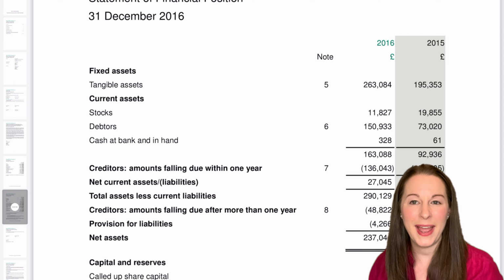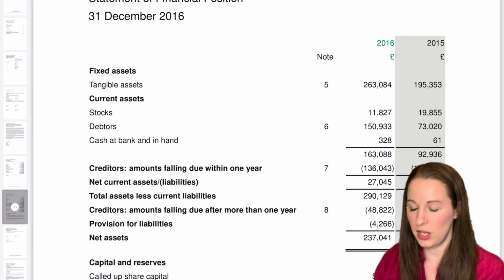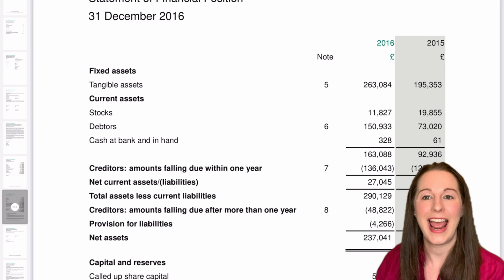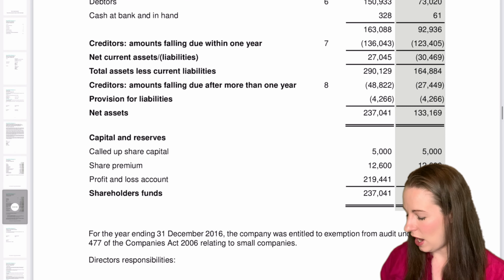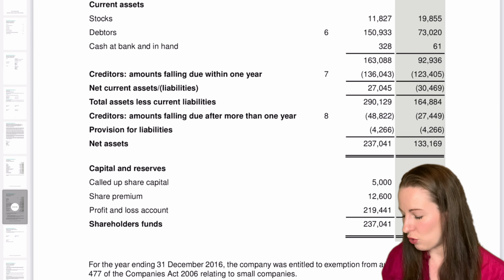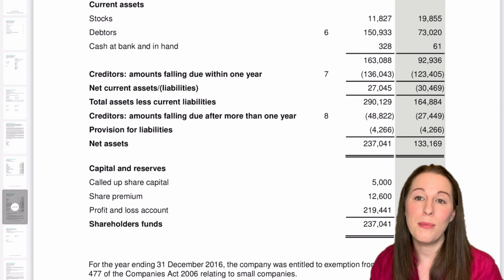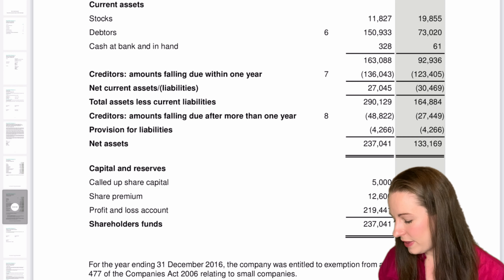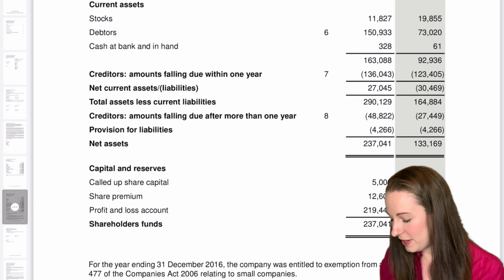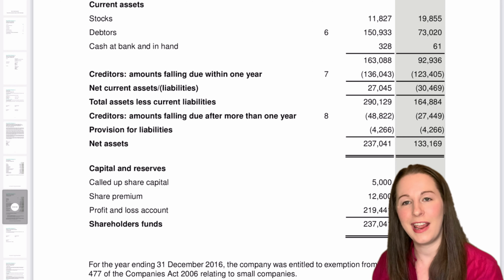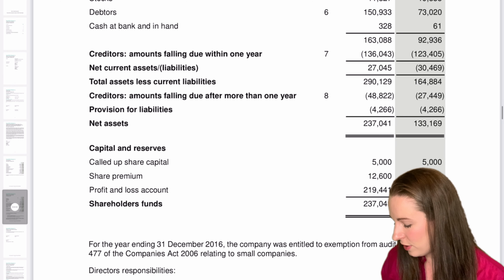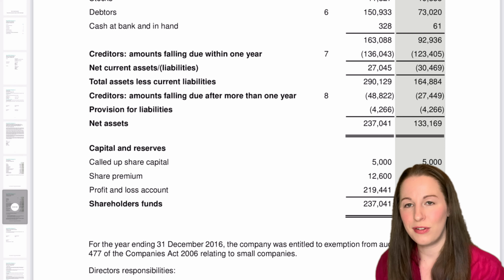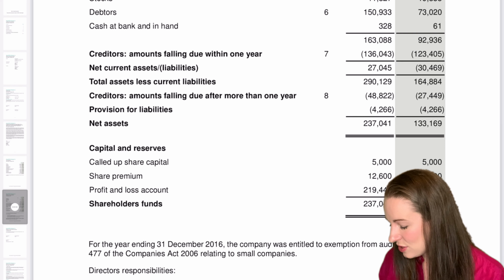We'll then have the cash at bank, so that is literally what money you have in the bank at that date, at the end of that day. And then that leads us down to any creditors, which is going to be things like your mortgages or your investor loans or things like that. There'll then be a few numbers, which net current assets is just a calculation of the previous figures above. Your total assets less current liabilities, again, it's just a calculation figure.